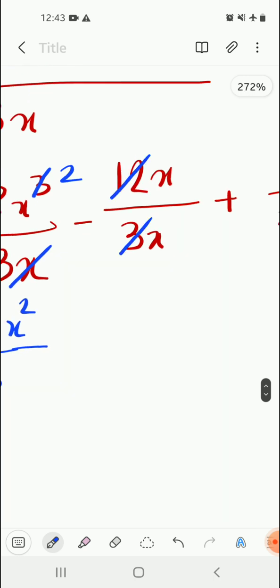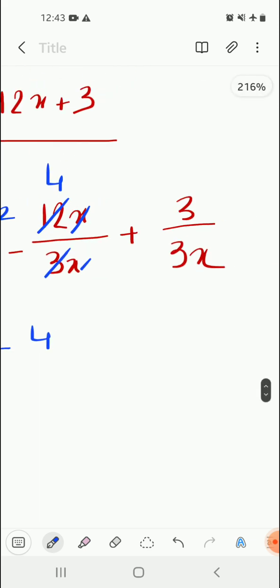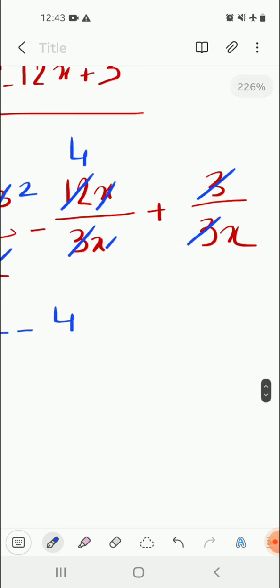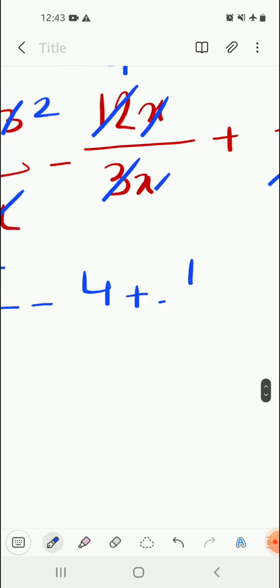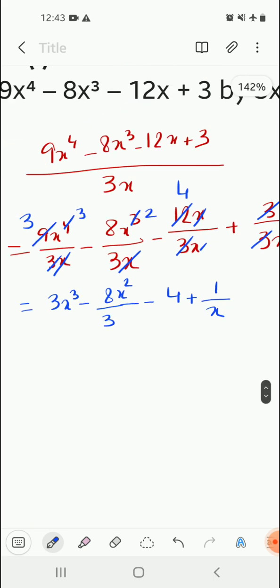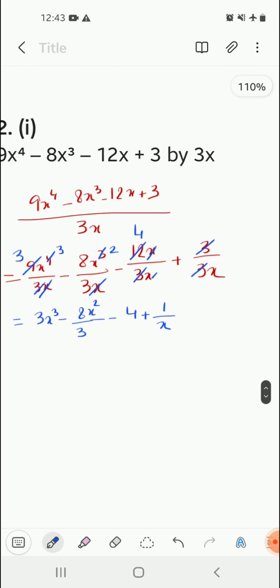Moving on, 12 and 3 can be cancelled. We'll get 4 and x gets cancelled. So we're going to write 4. And here 3 and 3 get cancelled. x remains. So we're going to write 1 by x. So this is what we have got.